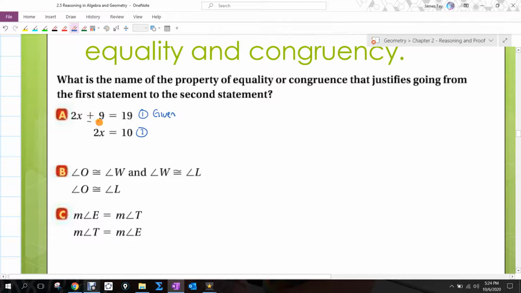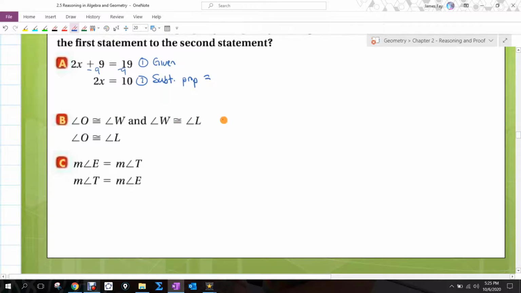My hope is that you can all see we subtracted 9 from both sides. So my reasoning or my answer for what allowed me to go from here to there is that property that we did to both sides. So this would be the subtraction property of equality. Here, okay, this is given.